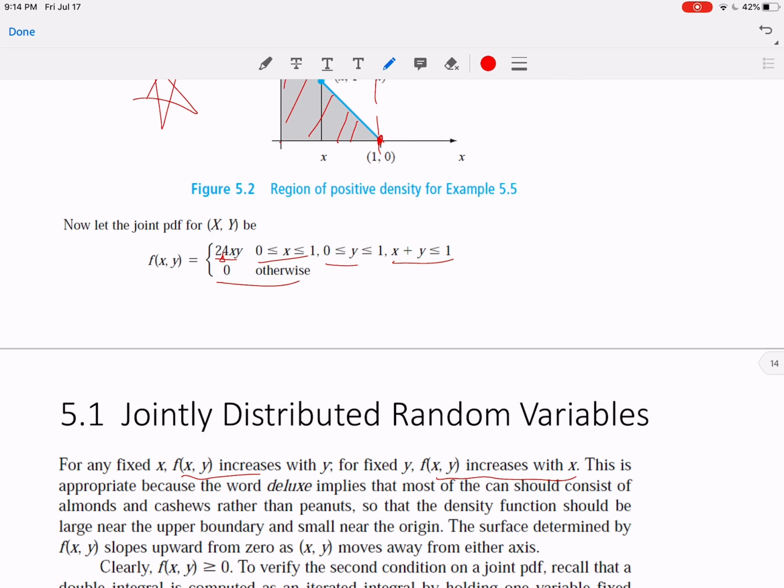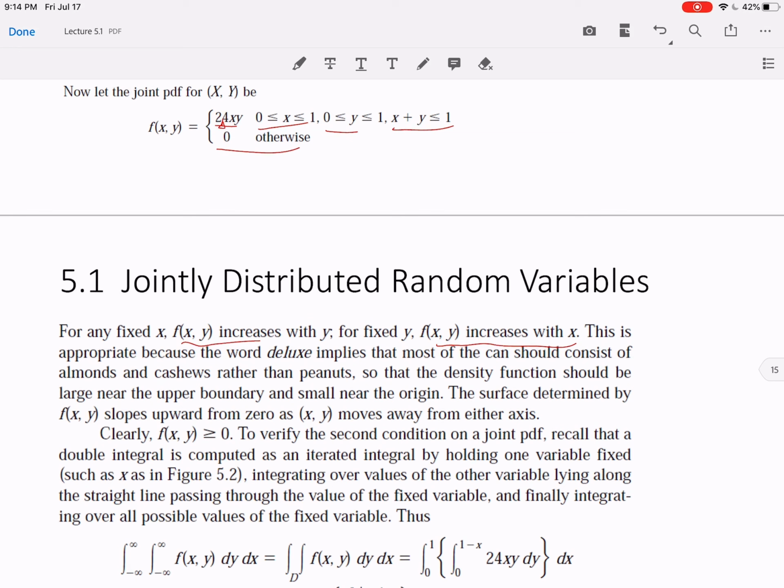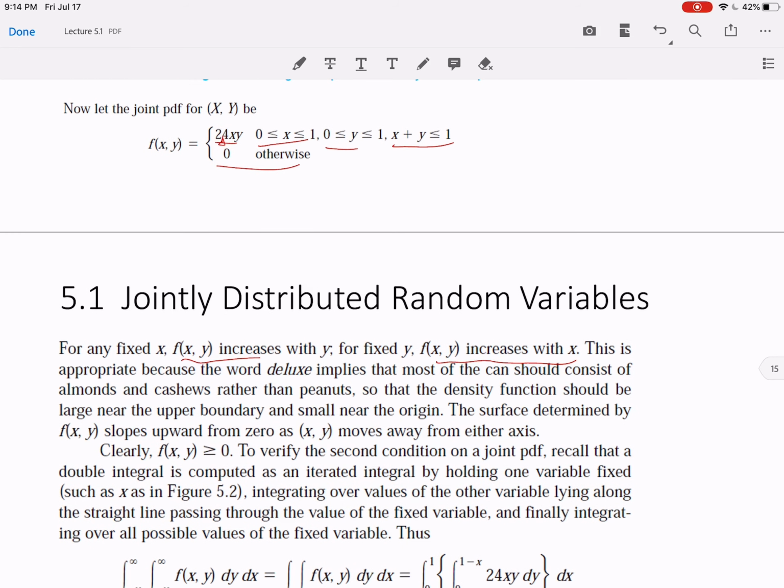So it's going to be the region we shaded up here. So the surface determined by f of x, y slopes upward from 0 as x and y move away from the axes. So if we want to check if this PDF is legitimate or not, first of all, we have to see if it's always greater than or equal to 0. I believe so, because both x and y are positive. You plug in any possible values of x, y, and this thing is always greater than or equal to 0. So condition 1 is satisfied.